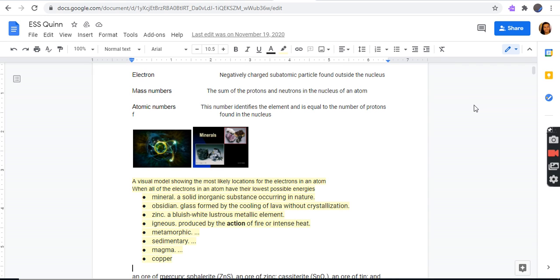Mineral: a solid inorganic substance occurring in nature. Obsidian: glass formed by the cooling of lava without crystallization. Zinc: a bluish white lustrous metallic element. Igneous: produced by the action of fire or intense heat. Metamorphic, sedimentary, or magma or copper.